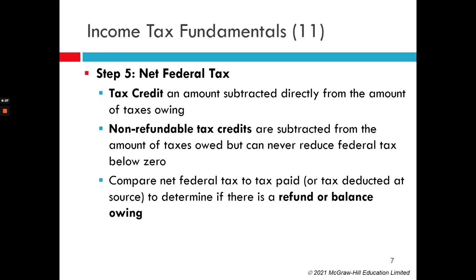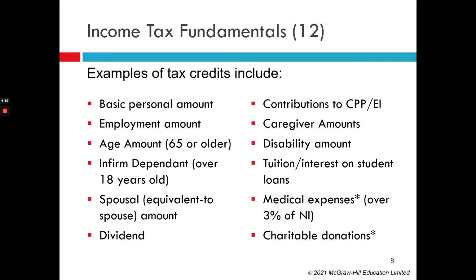But you're not done yet. There's one final step. You have to compare that to the tax that you paid that came off of your paycheck. So the tax that came off your paycheck is how much you actually paid. Your net federal tax is how much you should have paid. And the difference is any refund you're owed or balance that you owe to the government.